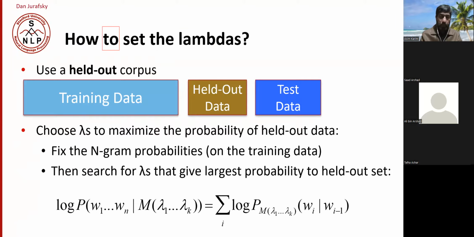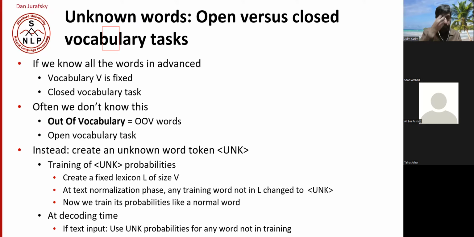So how to set the lambdas? We have already discussed this. You need a training set, you need a validation set. Learn the model on the training set and evaluate on the test set or validation set. Choose the lambda that gives you the best performance on the validation set.